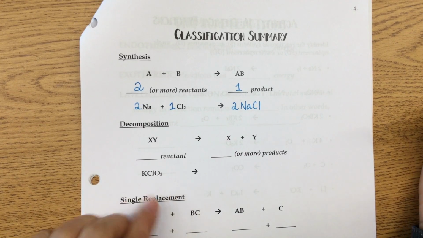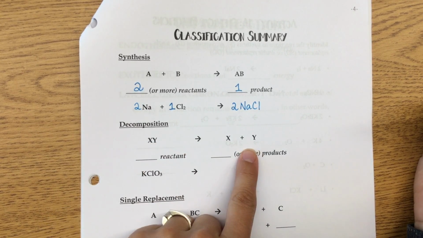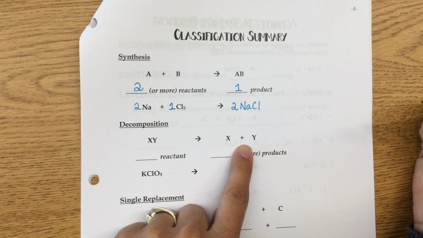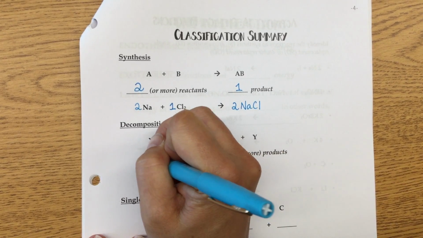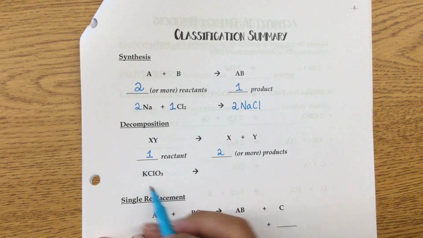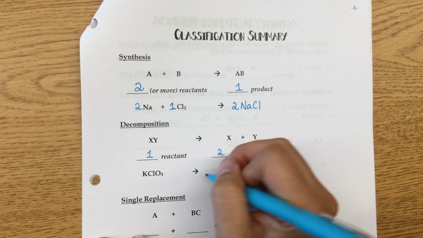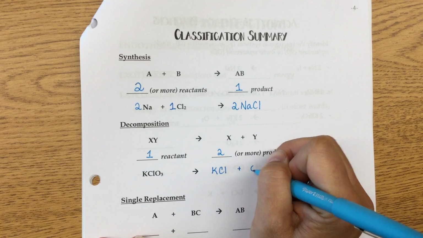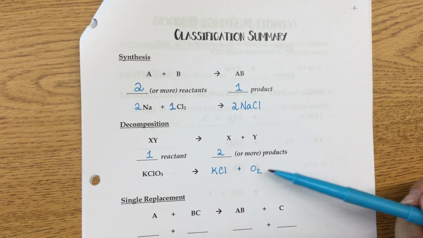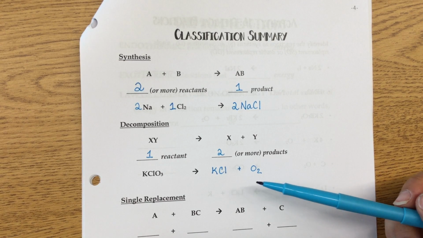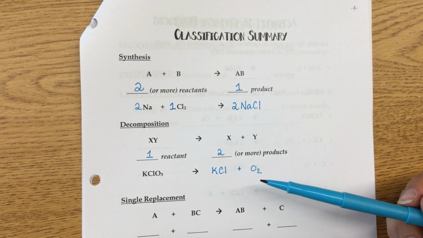Okay, decomposition. One reactant breaks down into 2 or more products. Here we have potassium chlorate, and this would break down into potassium chloride plus oxygen. Would you know this? No. Could you figure this out on your own? No. So don't worry about that. I will not give you anything that you can't do on your own.